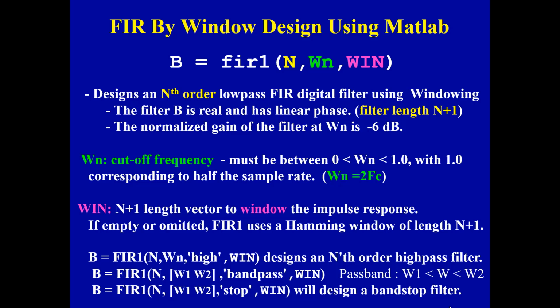There are also different permutations shown here at the bottom. You can tell this function that you want a high pass filter or a band pass filter or a band stop filter by the way you specify the command, and so that's available to you as well.